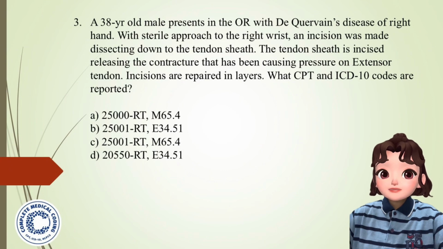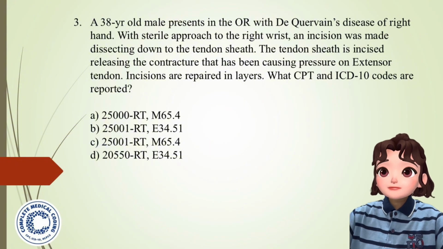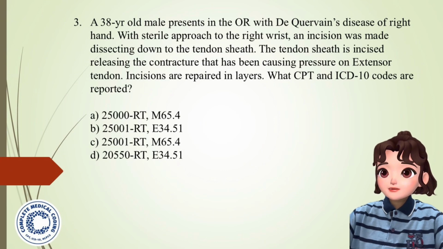So here, what is the diagnosis? The diagnosis is de Quervain's disease. This is a simple question, and you can easily find the answer because de Quervain's disease is the diagnosis. You need to find out the diagnosis first. And what is the procedure here? Incision of tendon sheath. Anyway, let's first find out the ICD code. Only two ICD codes are in the options, M65.4 and E34.51.